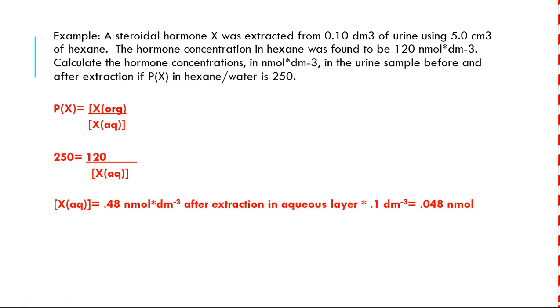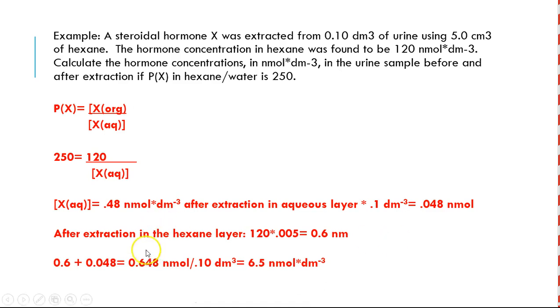So there's 0.048 nanomoles. We already have the concentration in the organic layer, and so we can multiply by its volume, and we get 0.6 nanomoles. So a lot more, as you can see, in the hexane layer. So we can add those two moles together, and we get that there are a total of 0.648 nanomoles of this hormone. And so if we want to figure out the initial concentration, we had that many nanomoles in 0.1 liters. So we would get 6.5 nanomoles per decimeter cubed.